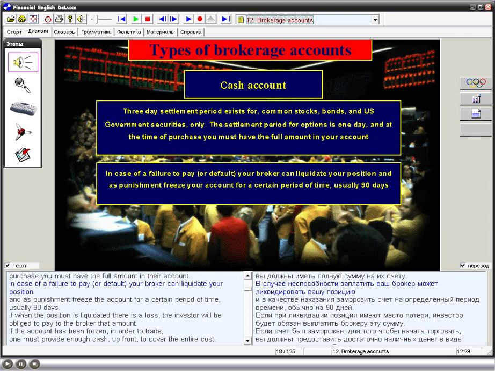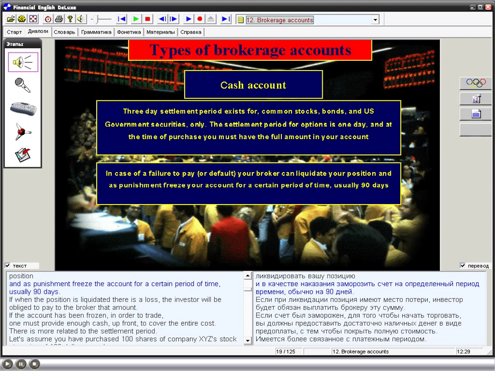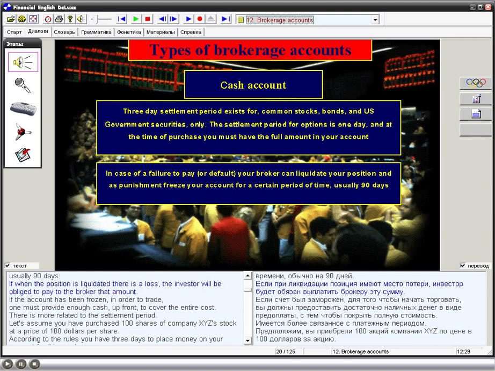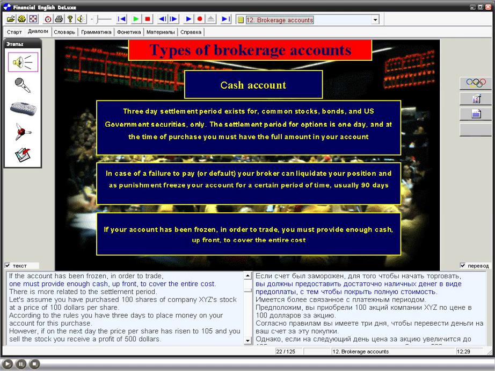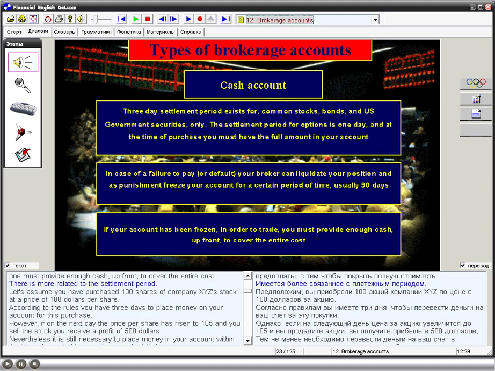In case of a failure to pay or default, your broker can liquidate your position and, as punishment, freeze the account for a certain period of time, usually 90 days. If, when the position is liquidated, there is a loss, the investor will be obliged to pay to the broker that amount. If the account has been frozen, in order to trade, one must provide enough cash up front to cover the entire cost.